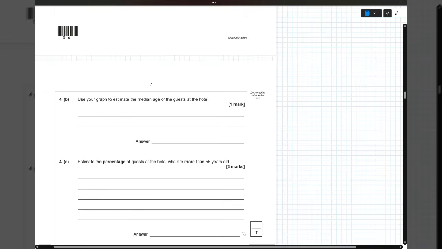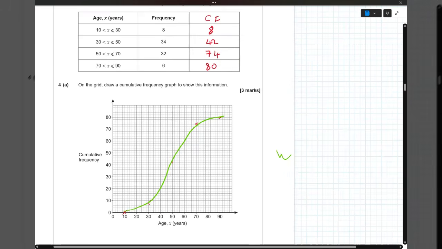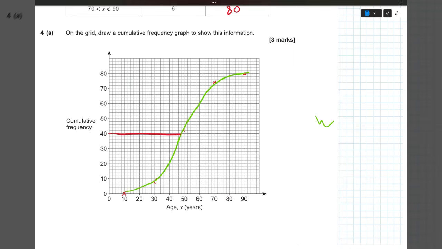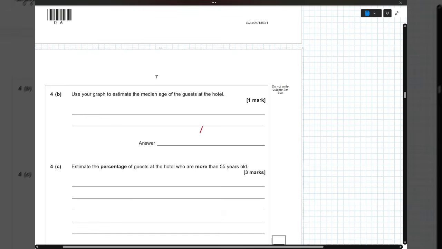Okay, part B. Use your graph to estimate the median age of the guests at the hotel. So there will be some leeway in the mark scheme. We've got 80 people, so we're going to take this at 40. So we draw our line across, and then we draw a line down. You'll be using rulers in the exam. You'll be doing it freehand like I have to on the surface. But this one comes down nicely to be 48 years. So our answer there is 48.